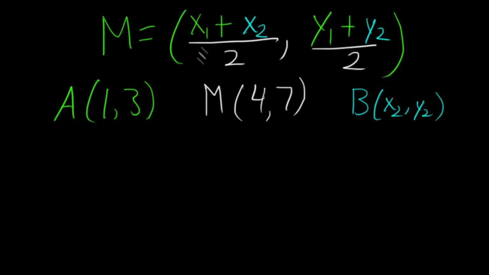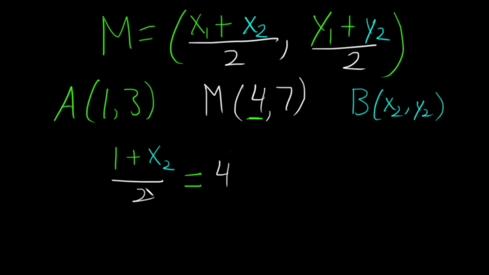We'll start with the x values that we know. So we have an x1 here, which is 1, plus we don't have an x2 yet, so that will be our unknown. It still gets divided by 2. And we know this must equal the x value of the midpoint. So this has to equal 4. Now we just use algebra to solve for x2.